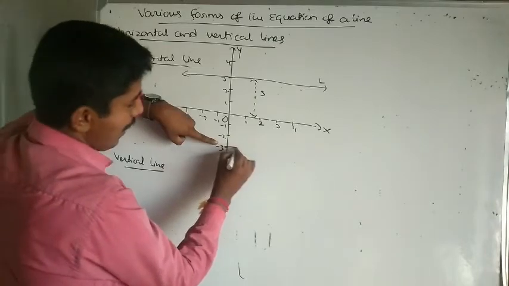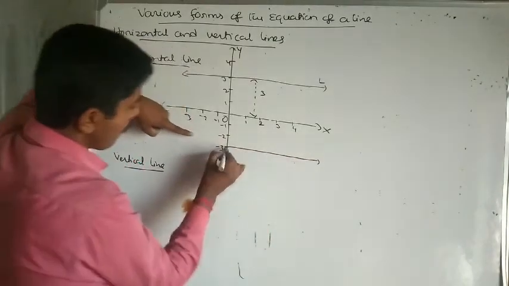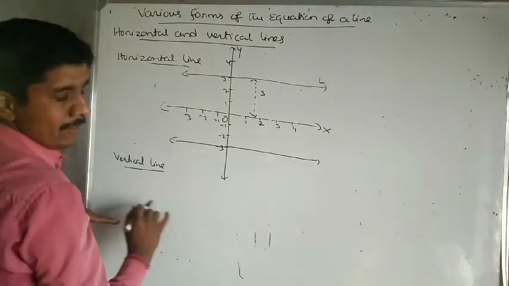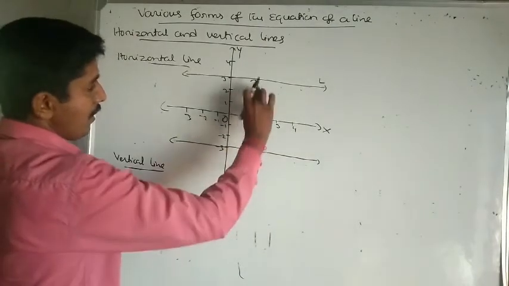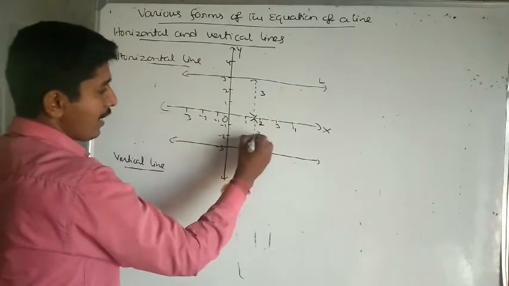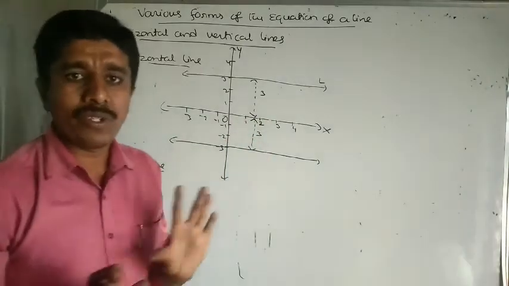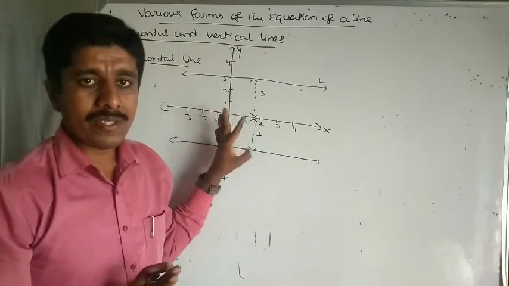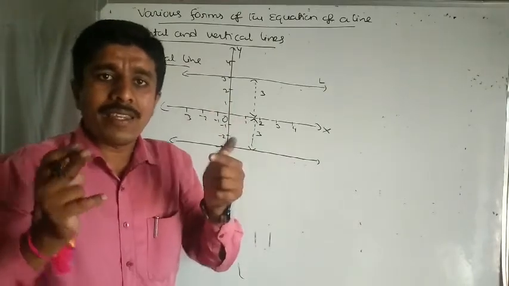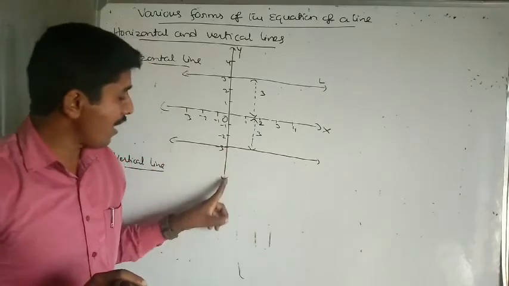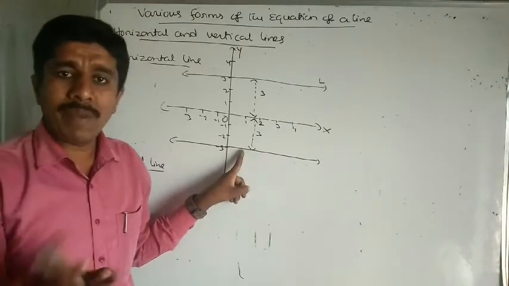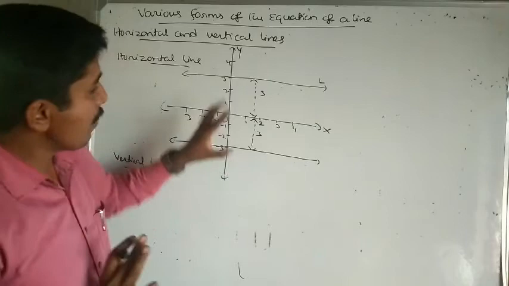A line parallel to the x-axis. What does this distance mean? Distance 3 here, 1, 2, 3. Distance cannot be negative. This distance is 3 units. Distance cannot be measured in negatives, mind it. But along the negative y-axis, the y coordinate may be negative. Correct, mind it. See, observe here.